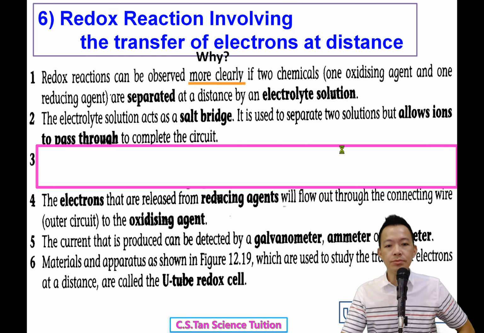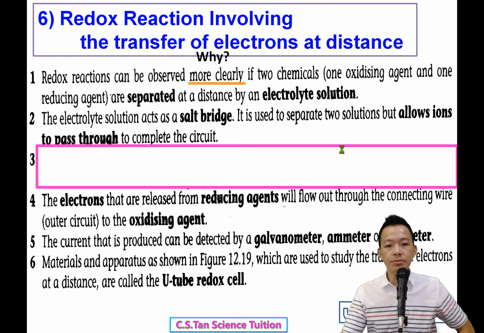Redox reaction can be observed more clearly. Highlight: more clearly. If two chemicals, one oxidizing agent and one reducing agent, are separated at a distance by an electrolyte solution, what's the meaning?